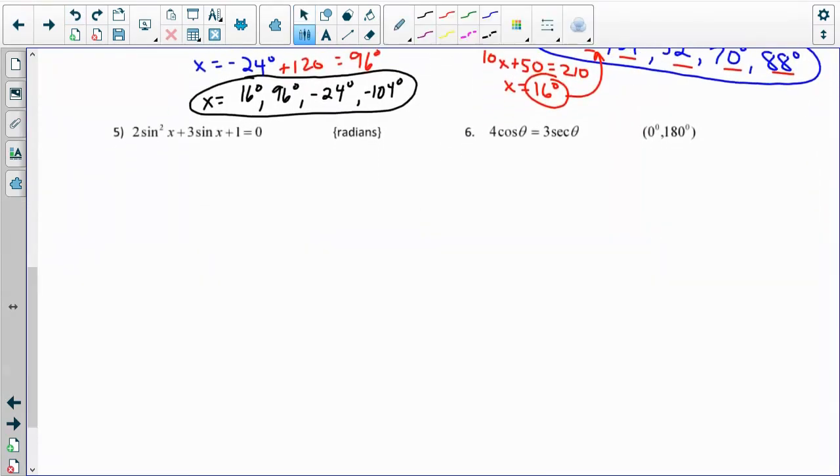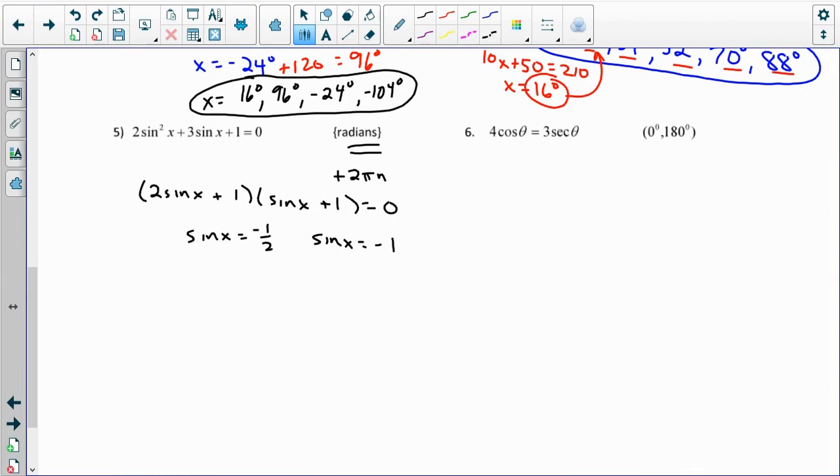Number 5, this is in real radians, so that means I'm going to add 2 pi n to the end of my answers as long as I don't have some sort of period change. Looks like this is factorable, so 2 sine of x and sine x, and then 1 and 1. So I have sine x equals negative 1/2 and sine x equals negative 1.